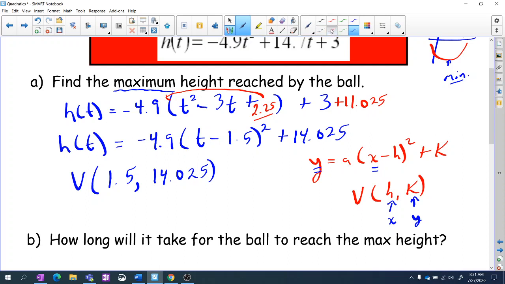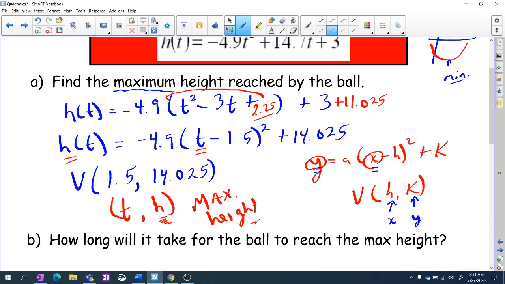So in this vertex, rather than an xy vertex, you just look here to get your variables. It's a t comma height function. So instead of x, it's t, and instead of y, well now in this function it's a height. So I just see which variable has been inserted in which place. So I'm looking for the maximum height, which means it's this number. So to answer the question, the max height would equal 14.025. We are in meters.